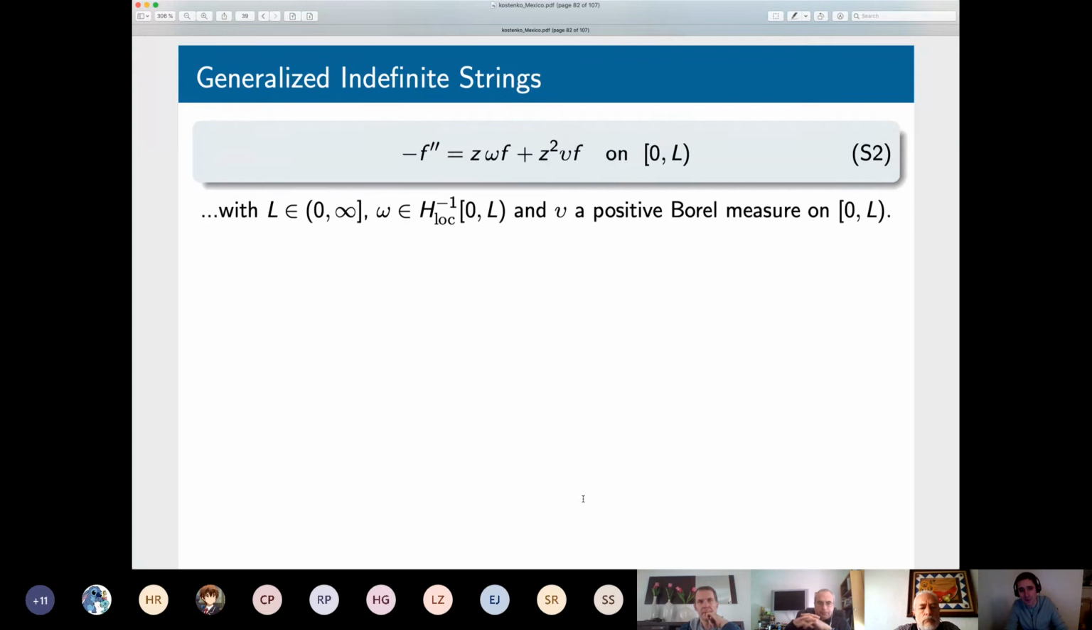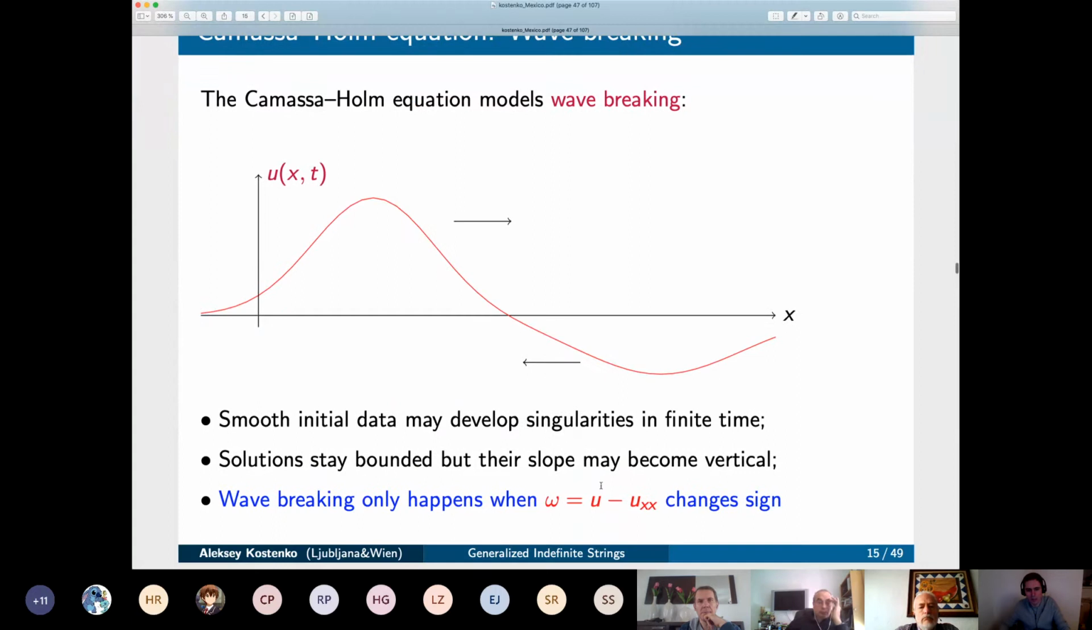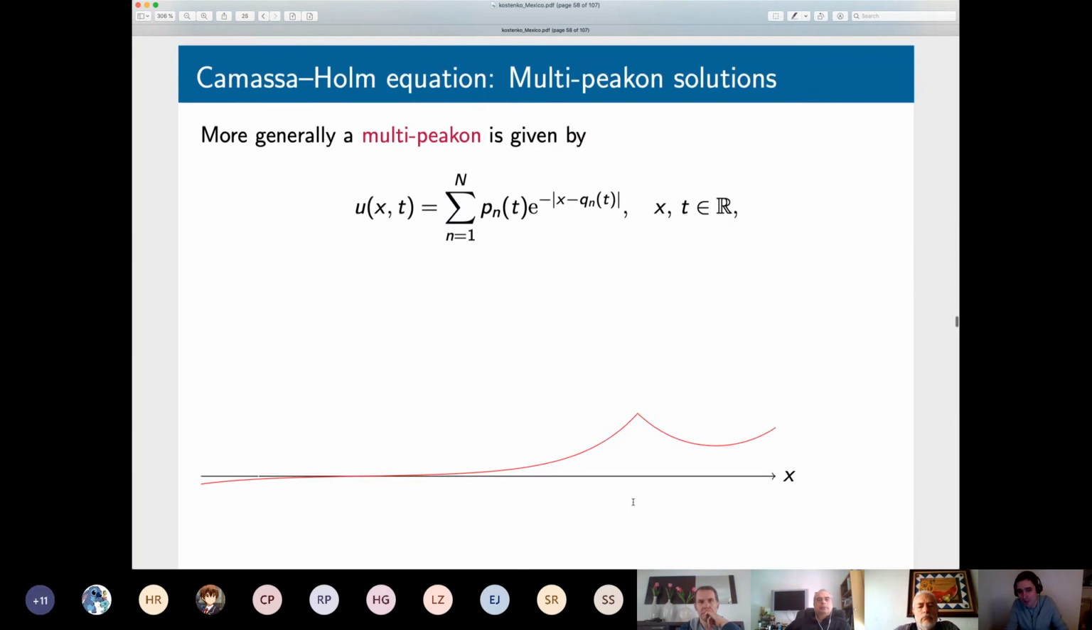That we added a nonlinear term here is obvious from the fact that continued fraction representations for rational Herglotz functions. And also we need to allow omega here to be locally an H minus one distribution. If you just let me go back a little bit, yes, it's here. So the natural phase space for the Camassa-Holm equation is H1, because H1 is the Hamiltonian which stays behind the Camassa-Holm equation. But omega, which enters our spectral problem, is u minus second derivative of u. So the second derivative of an H1 function is H minus 1. So this gives a hint that the right class of spectral problems must be H minus 1.